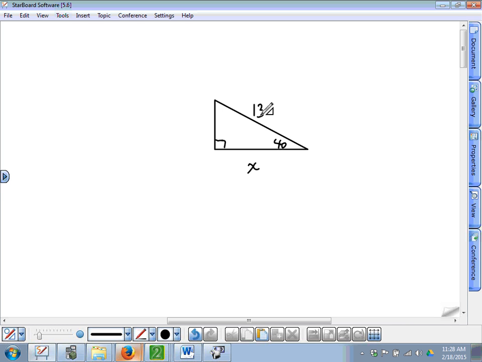Would we use sine, cosine, or tangent? Cosine, right? Because this side is adjacent and this side is the hypotenuse. By the number of responses I'm getting, it's like you guys have never seen this before.